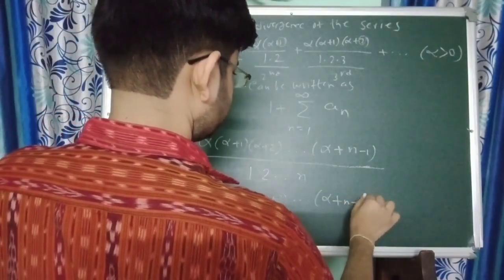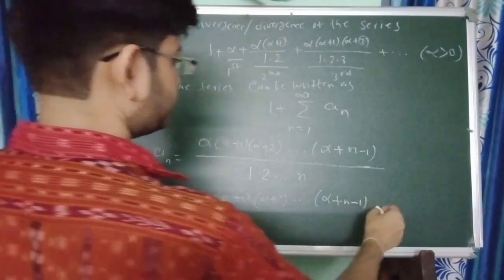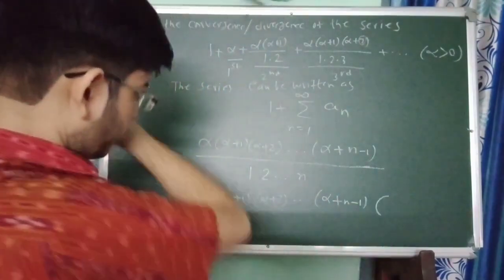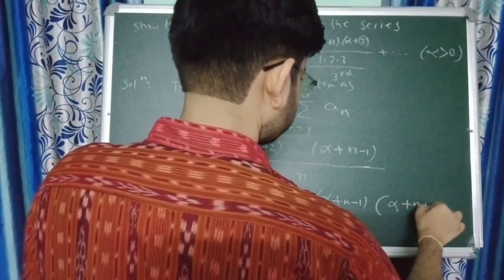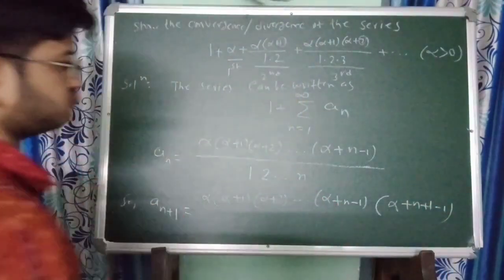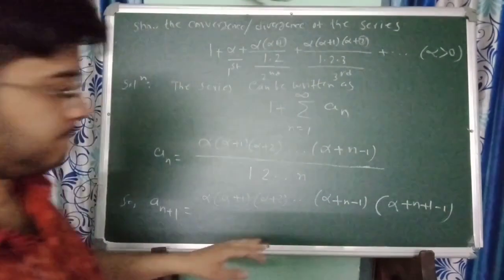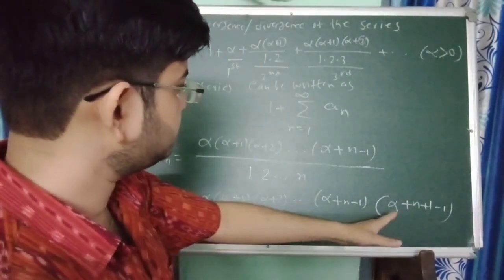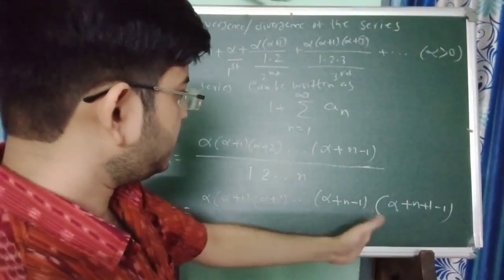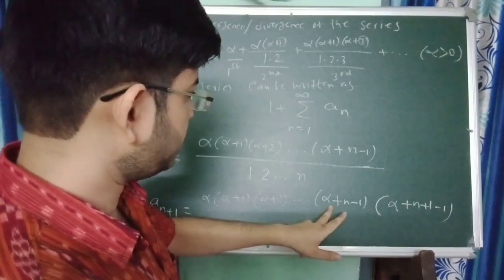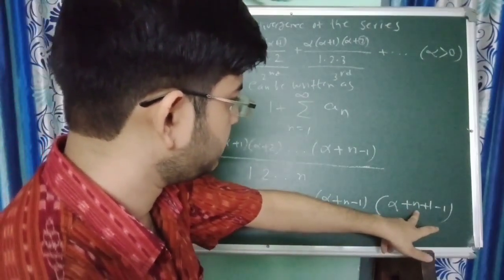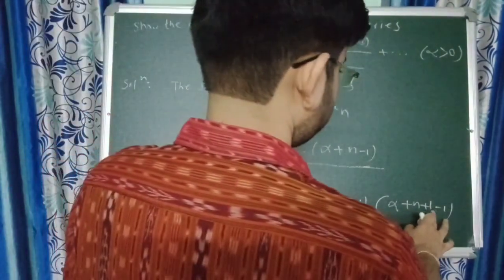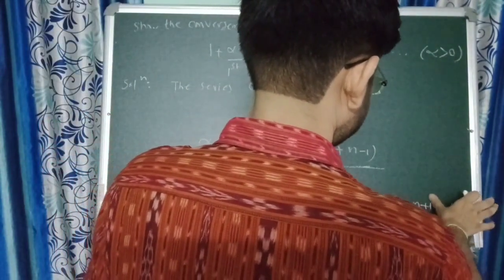First write this term and then replace n by n plus 1. So we know the previous term of the last term, which is alpha plus n minus 1, and the last term is alpha plus n only. Plus 1 and minus 1 is cancelled here.